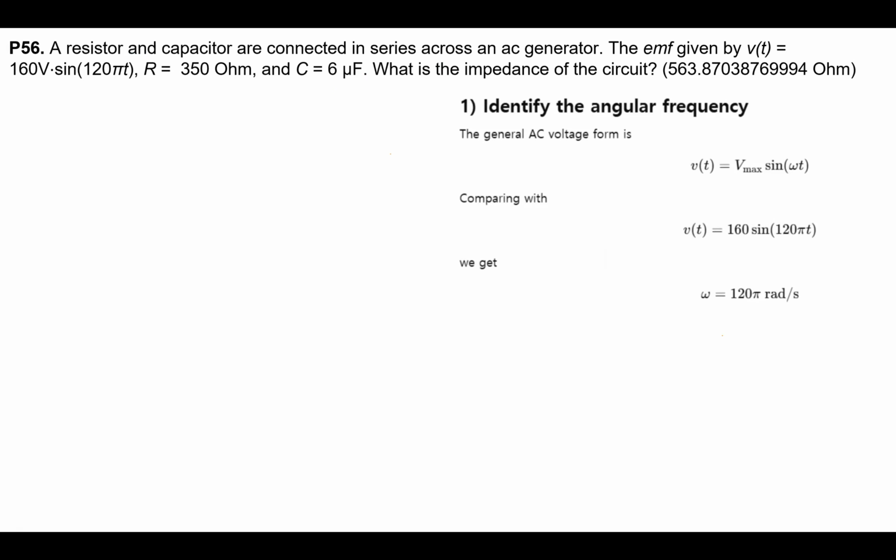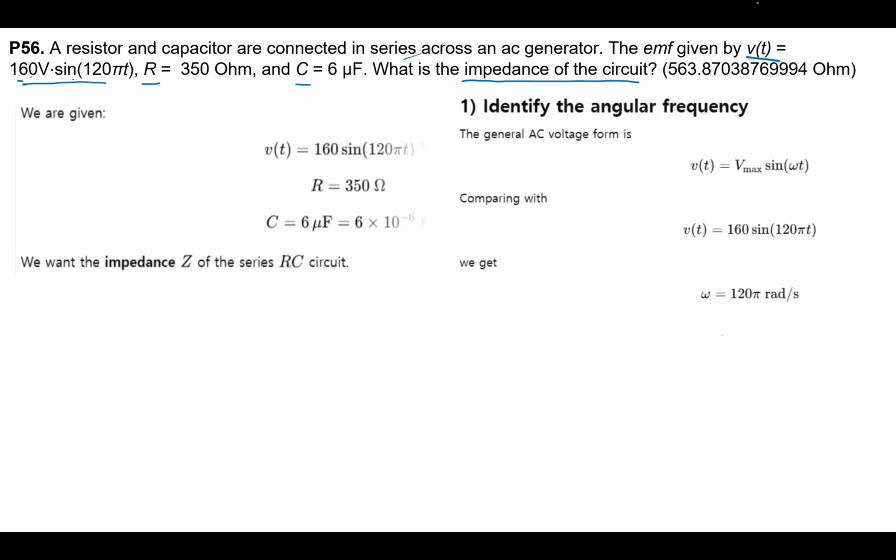Okay, a resistor and a capacitor are connected in series across the AC generator. The EMF, the voltage, is given by this value. It's AC, and here are the resistor and the capacitor. We need to find the impedance of the circuit. So we have the voltage, the resistance R, and we want to find the impedance Z of the RC circuit.